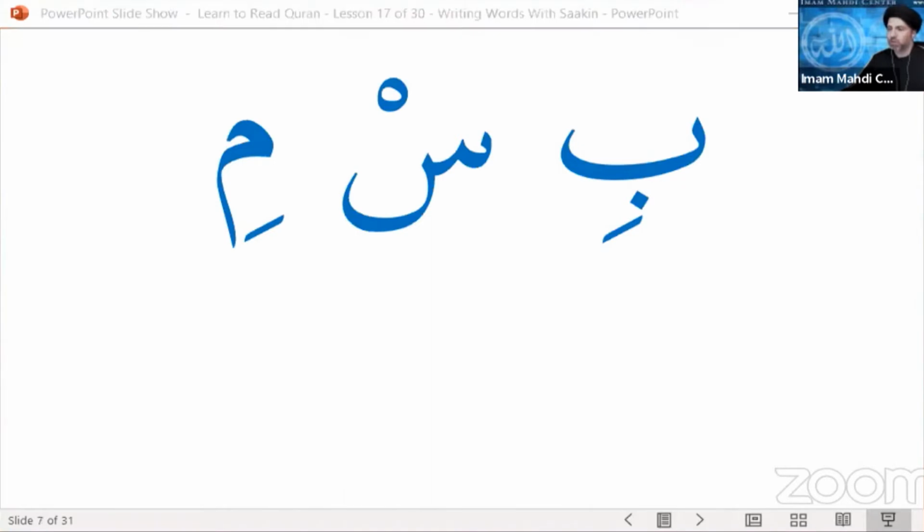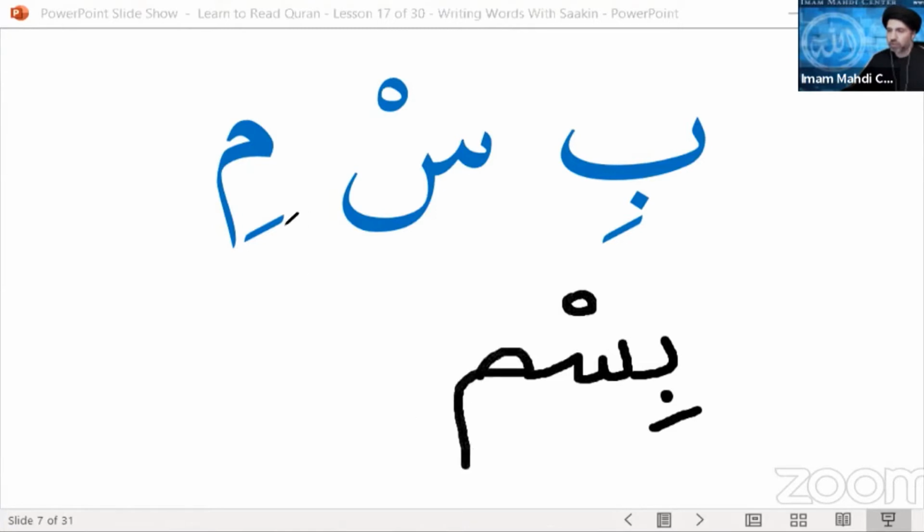So now how do we write this ourselves? We write the lowercase ba with its one dot underneath and its kasra, and then we write the lowercase sin, which has the Saakin, and then we write a capital mim, and it has, as you see here, a kasra. So this is bismi.